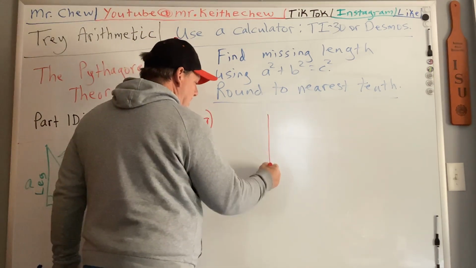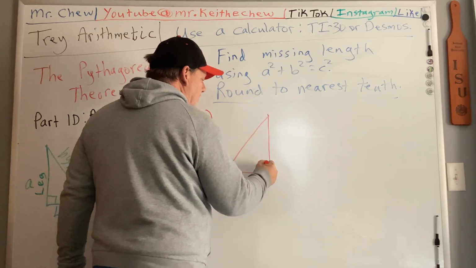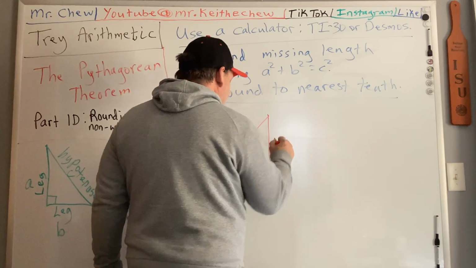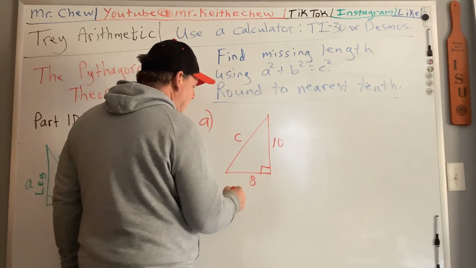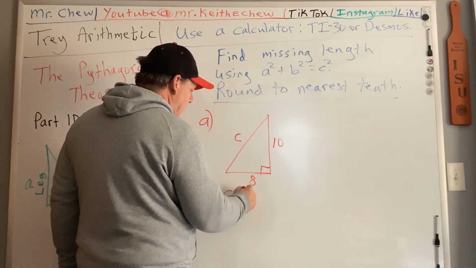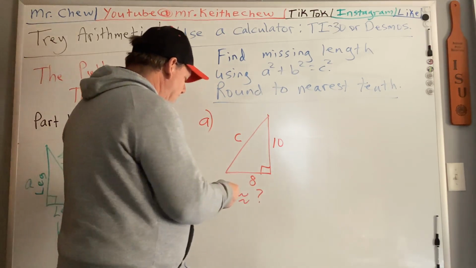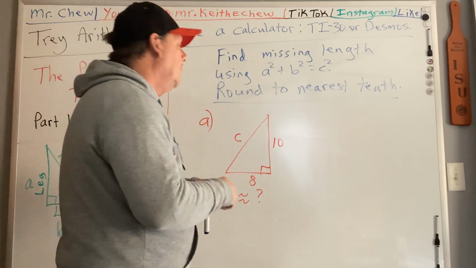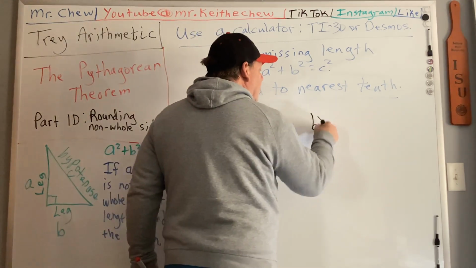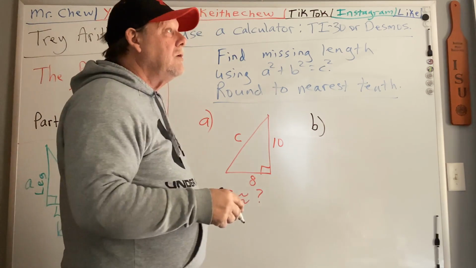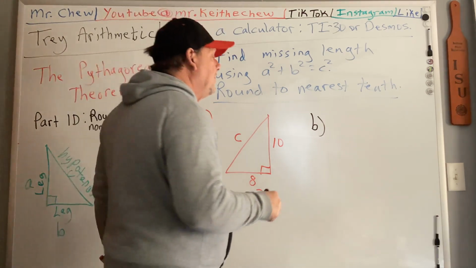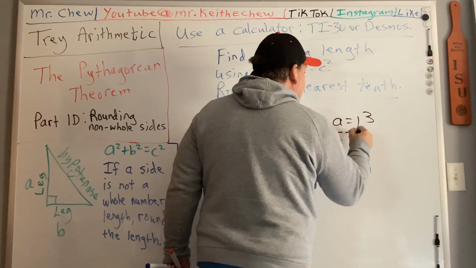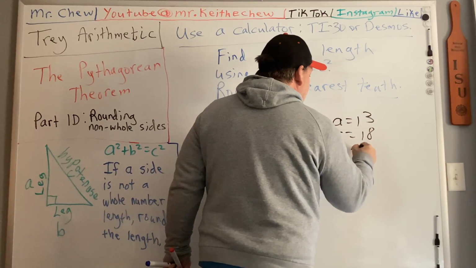A gives you the triangle. You're finding C. Put that little curl because it's going to be about. And then on example B, these are the student practice problems. It says A is 13, C is 18, B equals what?